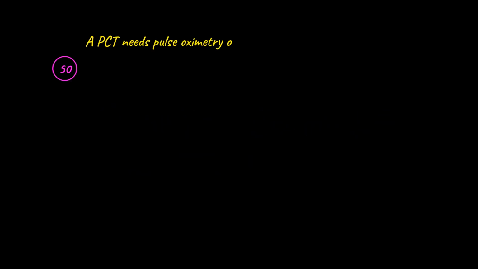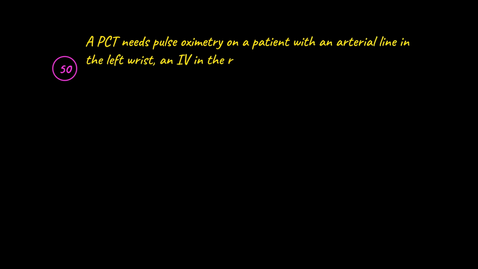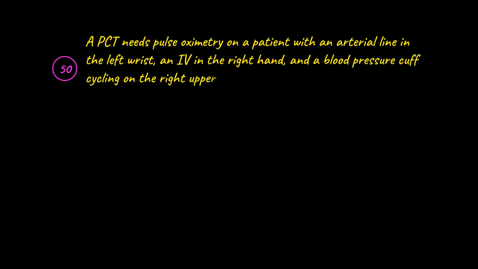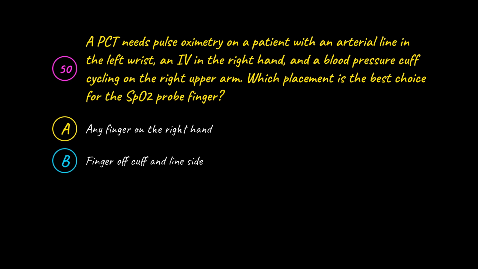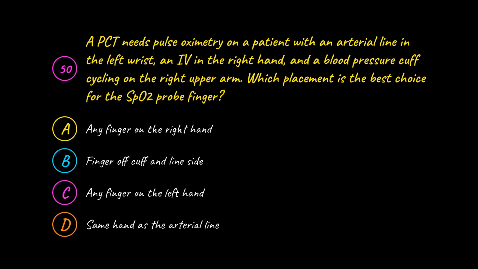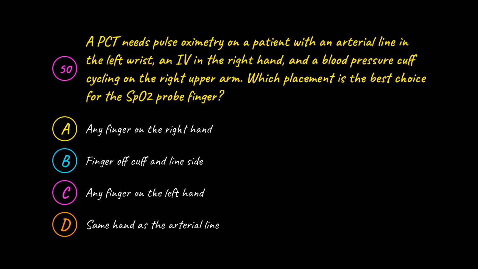Question 50. A PCT needs pulse oximetry on a patient with an arterial line in the left wrist, an IV in the right hand, and a blood pressure cuff cycling on the right upper arm. Which placement is the best choice for the SpO2 probe finger? Your options are A. Any finger on the right hand, B. Finger off cuff and line side, C. Any finger on the left hand, D. Same hand as the arterial line. Take a second. Which answer would you pick?